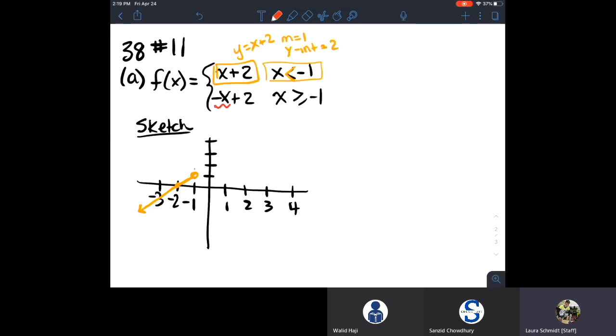And then the other part of my graph is negative x plus 2. So my slope is negative 1 and my y-intercept is 2 again. But this is x greater than or equal to negative 1. So I got a y-intercept of 2, and then my slope is down 1 over 1, going like that. It's only when x is greater than or equal to negative 1, so it actually does equal negative 1. It's got that equal sign, so it would look like this. Does that make sense? The graph?